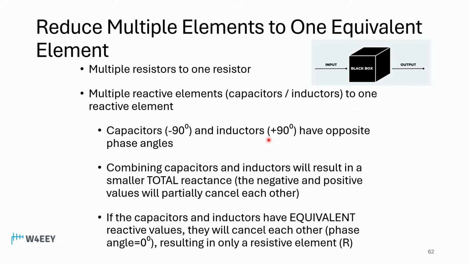We know that we have opposite phase angles. And then if we combine the capacitors and inductors, they'll result in a total reactance that's different. In other words, if you've got an inductor and a capacitor, whichever one is dominant, whichever one is biggest, will be reduced by the value of the smaller one for a smaller total reactance. If capacitors and inductors have equivalent reactive values, they will cancel each other. Phase angle will become 0, resulting only in a resistive element.